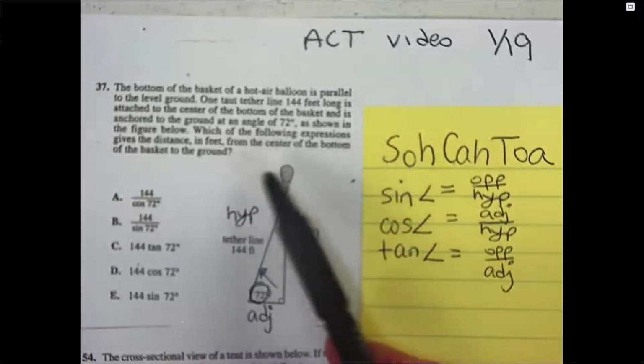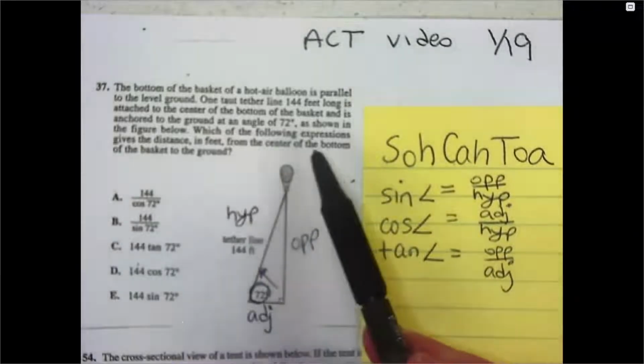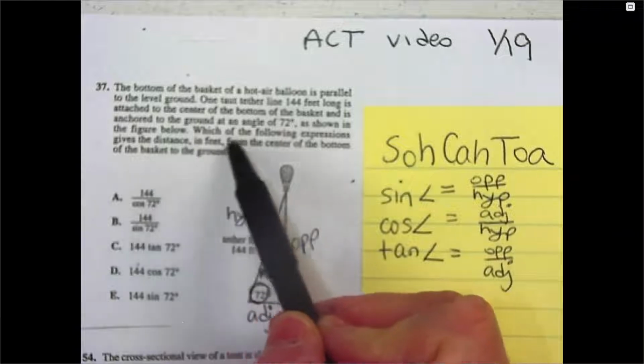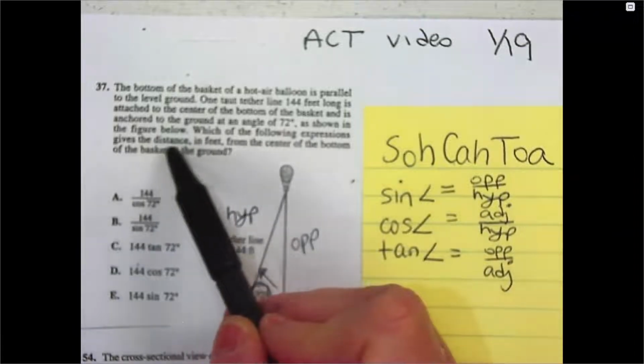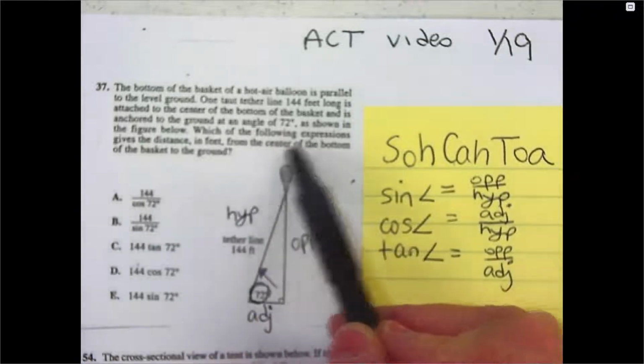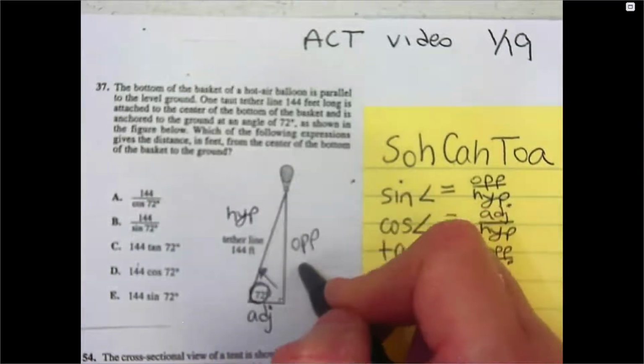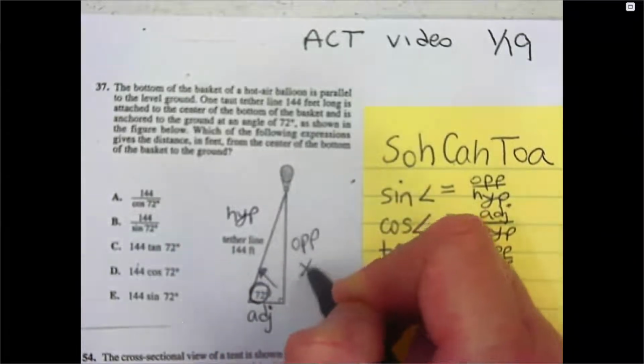Okay, now we do need to go look at the word problem for a second to figure out what they're wanting to know. So if you look at the bottom, it says, which of the following expressions gives the distance in feet from the center of the balloon, right there, to the ground? So this is the part that they want to know. We're going to call that X.